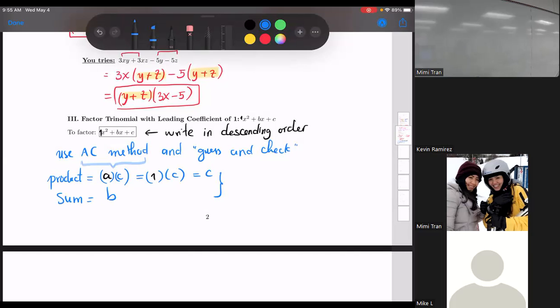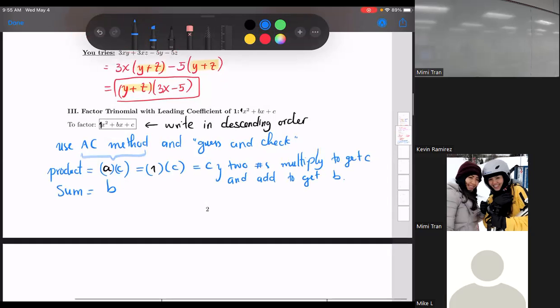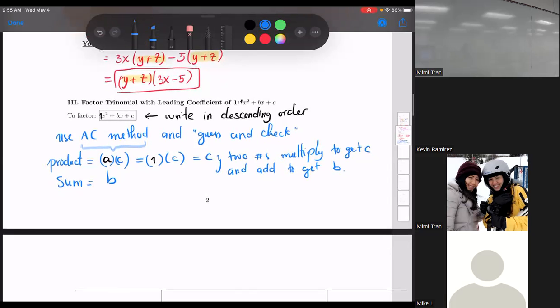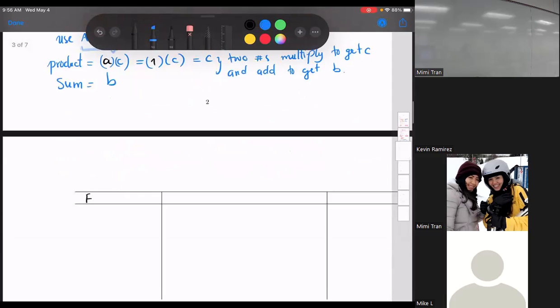Okay, so let me demonstrate. I'll demonstrate to you. Here this means I want you to find 2 numbers, multiply to get C, and add to get B. What I meant by that, so let's start with the example. Everybody knows how to FOIL, right? You guys know how to FOIL.